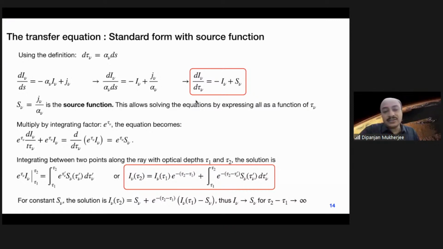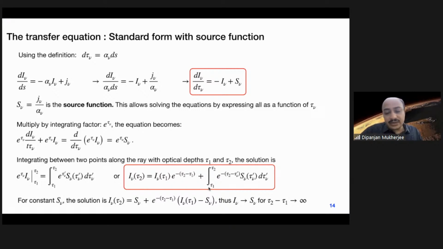We can always retransform back from the optical depth to the depth or the length along that particular ray by this transformation if we know the alpha nu. So if we have this equation, then the solution can be found by using an integrating factor. I'll not go into the details of it. You can find it in the PDF of the notes that I will share with you. But the final solution will look something like this. This is interesting, so take a moment to understand what is happening here.